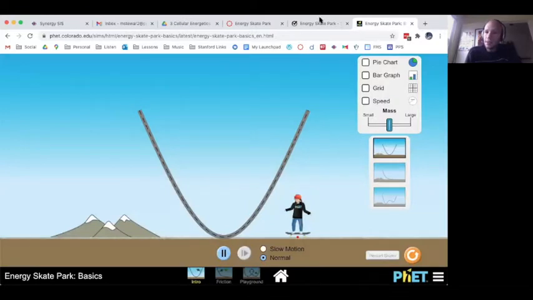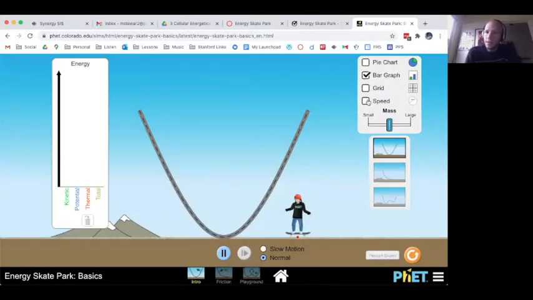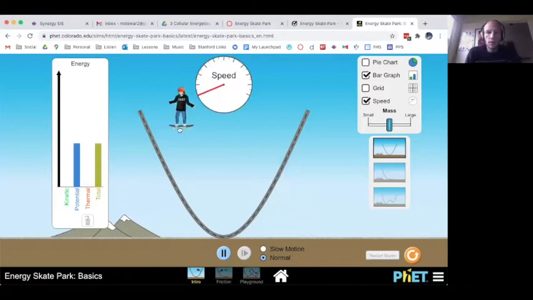In this assignment, we looked at the bar graphs and the speed of a skateboarder going back and forth. By answering the questions, we were able to investigate what these bars mean: kinetic, potential, thermal, and total energy of a person or object moving back and forth, up and down on an energy skate park. And we applied these same graphs to our own roller coasters.